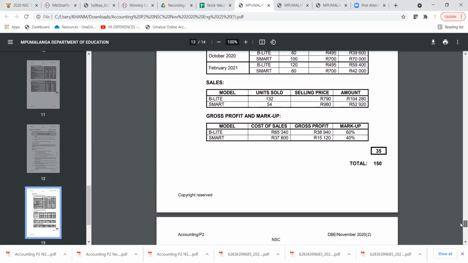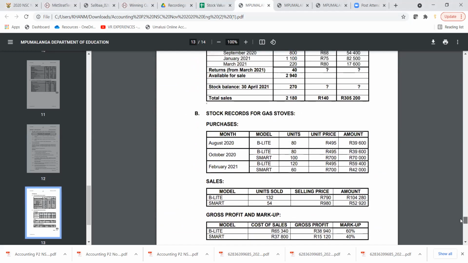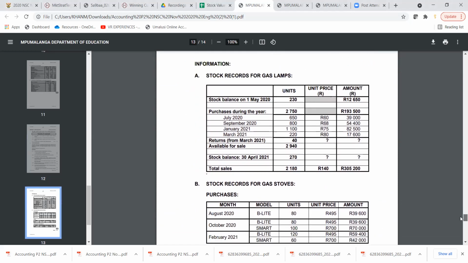So they're giving us a page of information, information A and information B. We're dealing with gas lamps, and I'm only going to read gas lamps for now. They say stock records for gas lamps, stock balance on 1 May 2020. Remember our financial year end is 30 April, and in this particular question our financial year end is 30th April 2021.